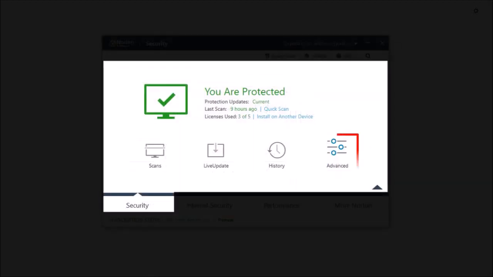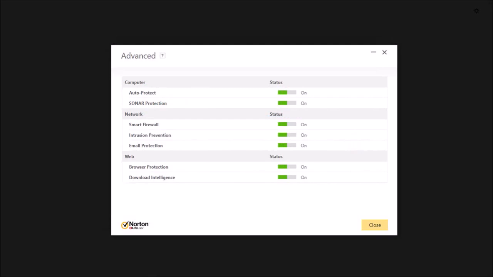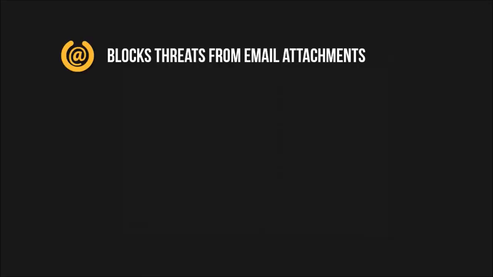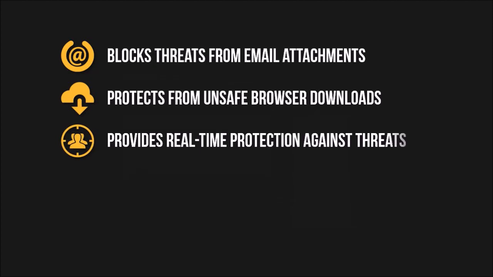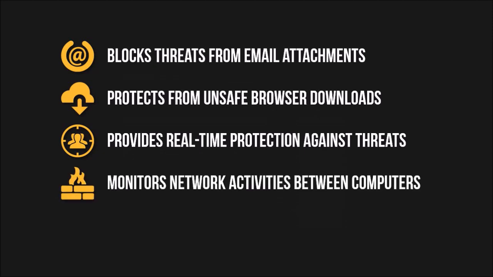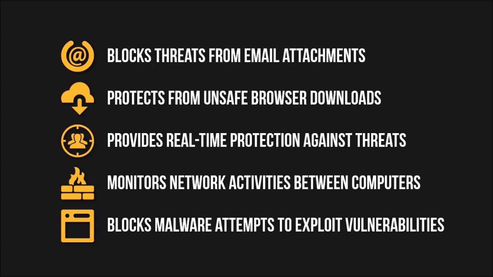Under the Advanced section, you'll find a whole bunch of security options to protect against a range of threats. Now, I'm not going to cover all of these, but essentially, email protection blocks threats from email attachments. Download intelligence protects you from unsafe files that you download from your browser. Sonar provides real-time protection against threats and proactively detects unknown security risks. Smart firewall monitors network activities between your computer and other computers and blocks unauthorized traffic. Browser protection blocks malware that attempts to exploit vulnerabilities in your web browser.